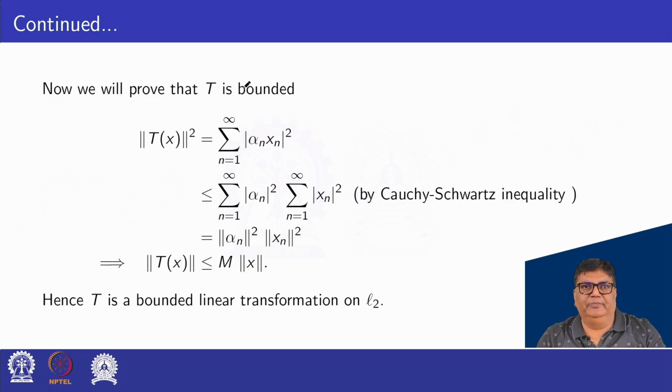Now we prove T is bounded. The square of the norm of Tx can be defined as the summation from n equal to 1 to infinity of mod alpha n xn square. So by the Cauchy-Schwarz inequality, we can write this as at most the summation of mod alpha n square and the summation of mod xn square. This is norm alpha square and this is norm x square.